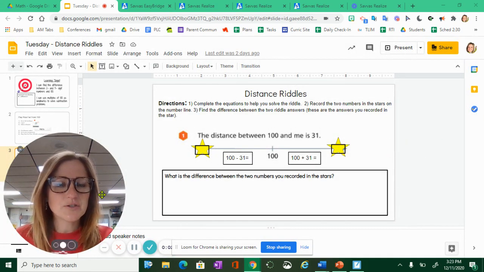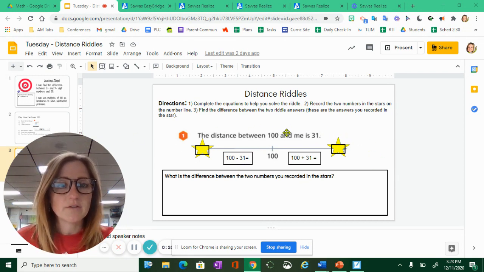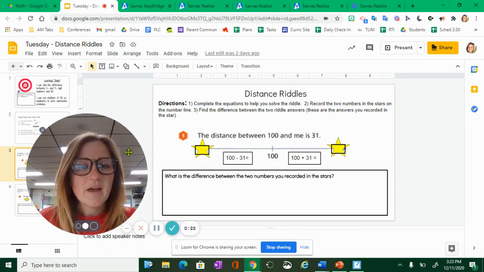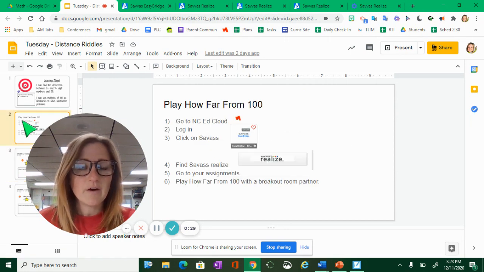All right, guys, so for Tuesday math, we're going to do two things today. We're going to do some distance riddles, just like yesterday's math. You can use your paper for this practice, or you will see that the Google Slides have the same questions as your paper, and they're set up the same way for practice on the Google Slides as well. And you're also going to play the game that we talked about on Friday. The game is called How Far from 100.